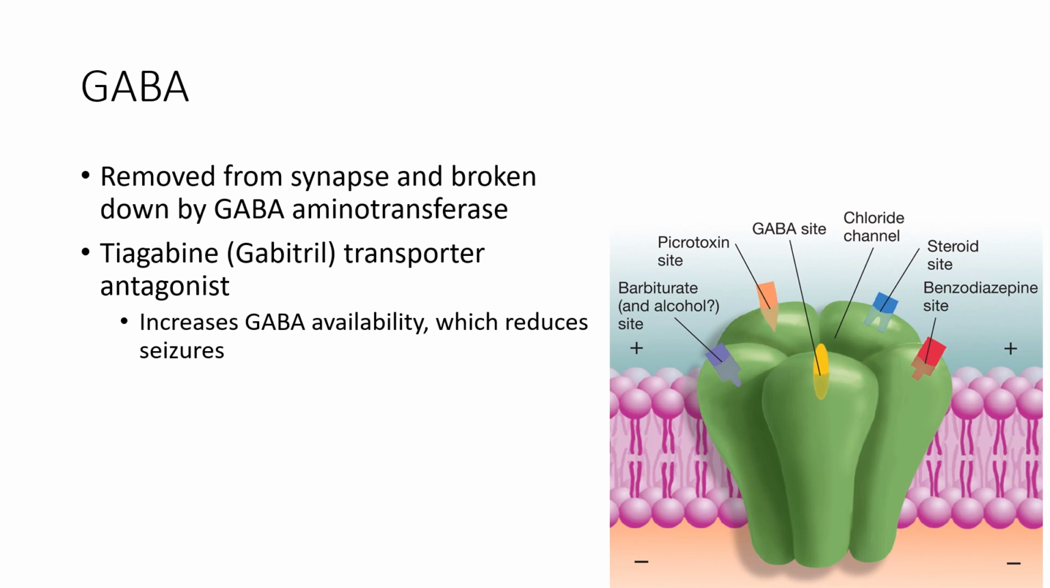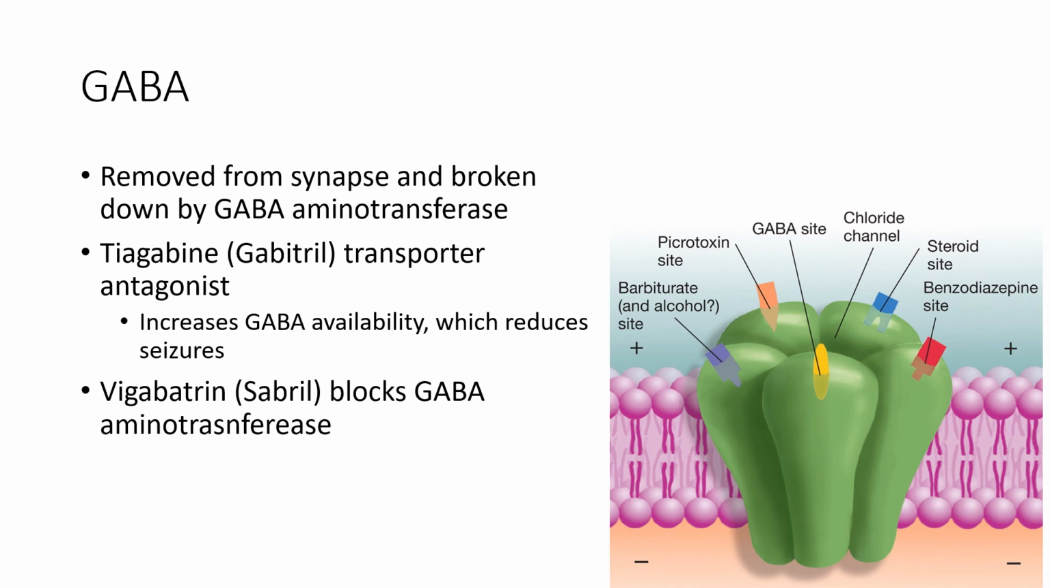So GABA is allowed to hang out in the synapse. It increases GABA availability, and this is given commonly to reduce seizures. The more GABA that's allowed to hang out, the more likelihood that GABA is going to be able to bind with the neighboring neurons and produce that inhibitory effect on the excitatory neurons, that relaxing effect.